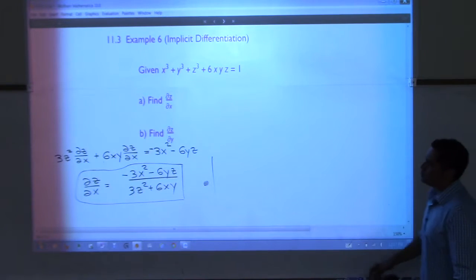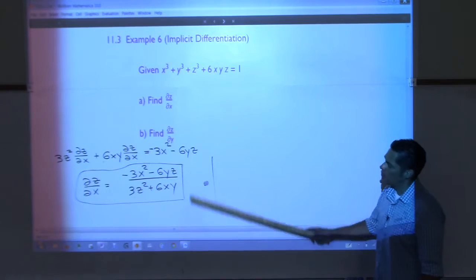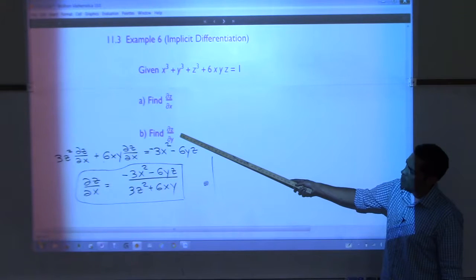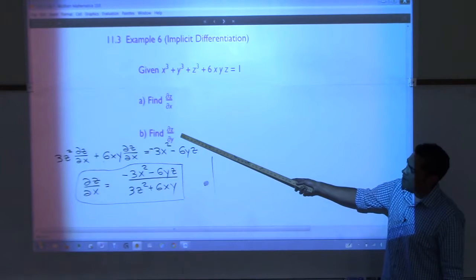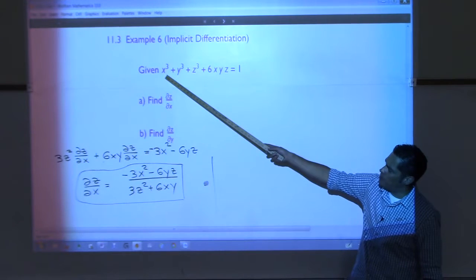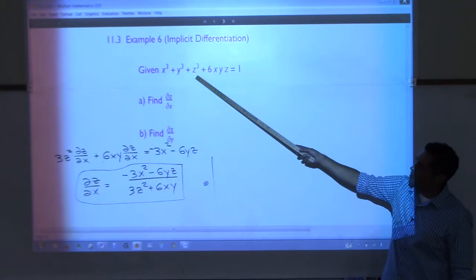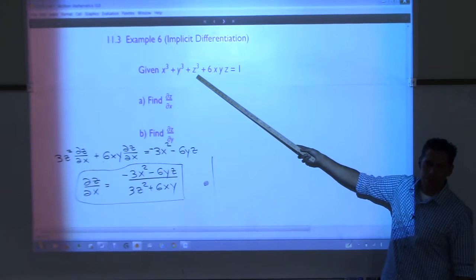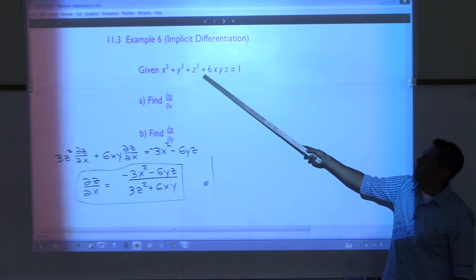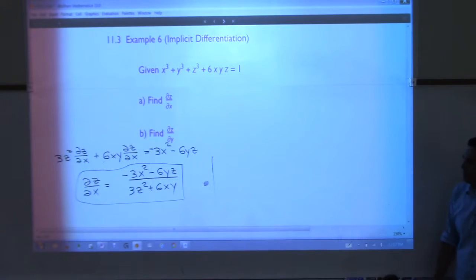What is the difference between part A and part B? One's the y, that's the x. It's with respect to y. So x is a constant. So when I start taking the derivative of this, it's going to be what? 0. 3y squared. 3z squared partial z with respect to y, and so on and so forth. Okay.